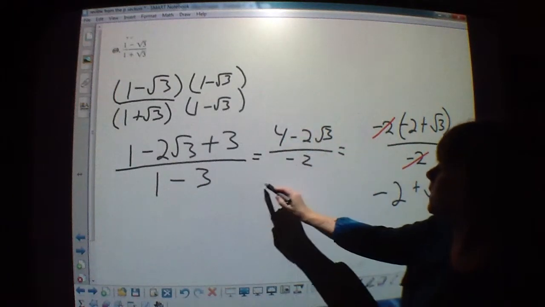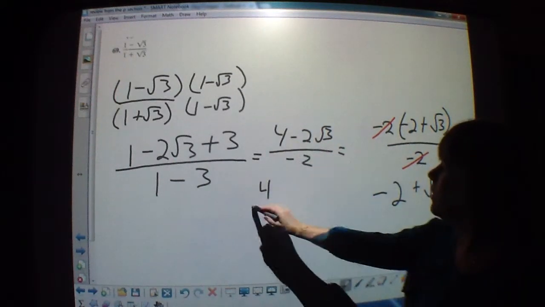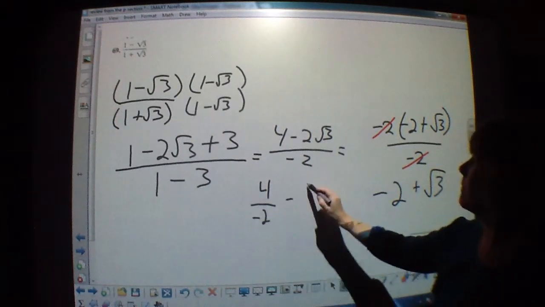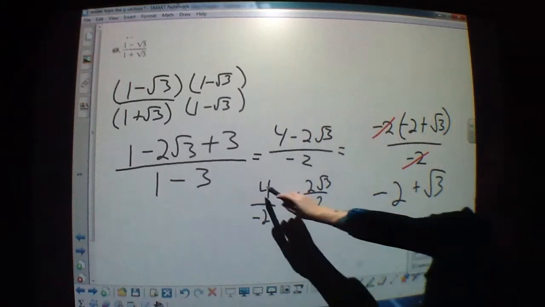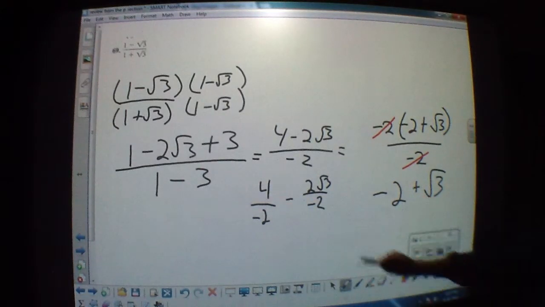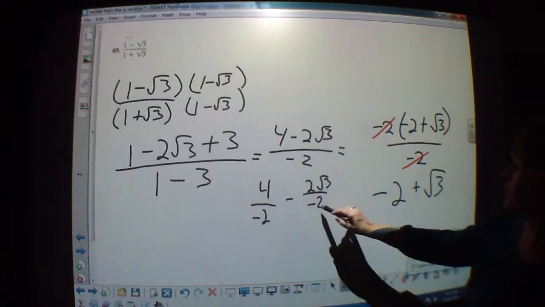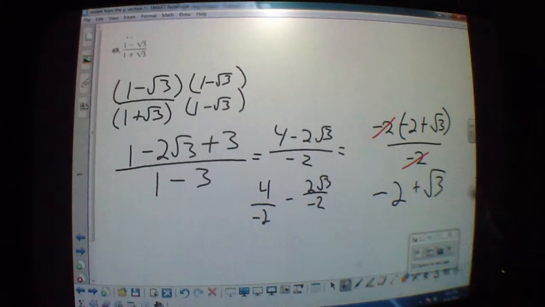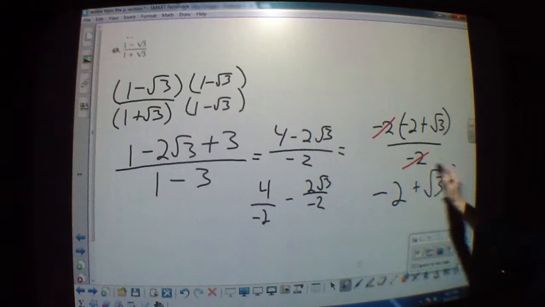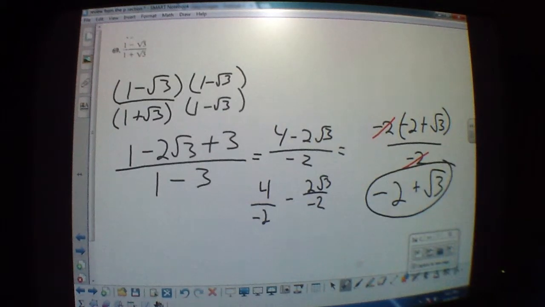From this point right here, you could have written 4 over negative 2 minus 2 radical 3 over negative 2. 4 over negative 2 is negative 2. 2 radical 3 over negative 2 is negative radical 3, so I'd have a minus a negative radical 3, which becomes plus. Done with the problem.